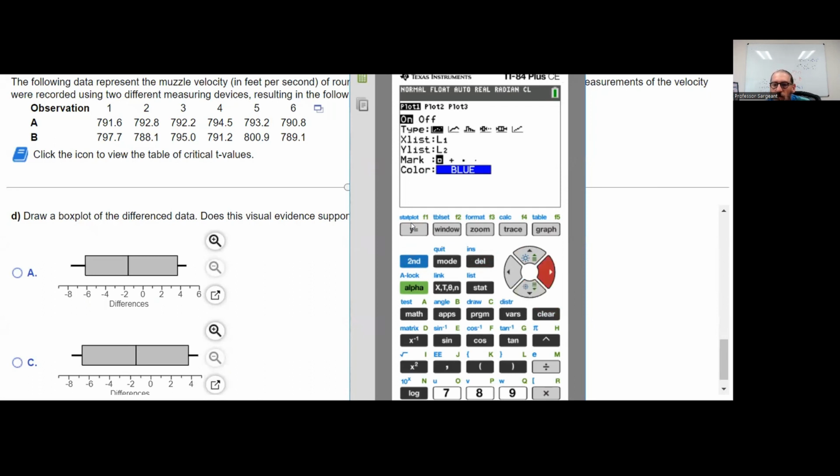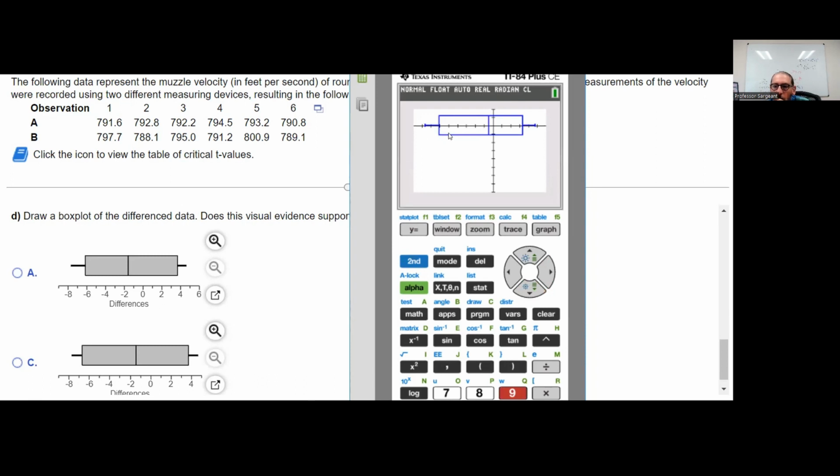Box plots. Looks like right here. And I'm going to have that information pulled from list 3. Then press zoom and zoom stats. We see a median just a little bit left of 0, but not as far as -1 apparently.